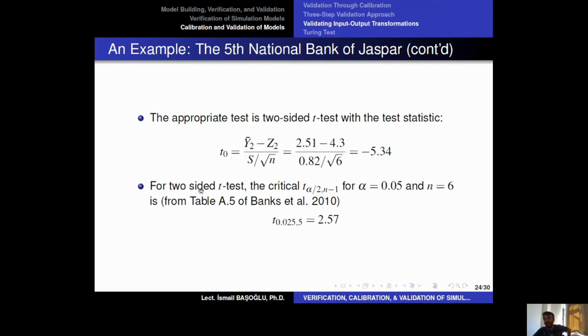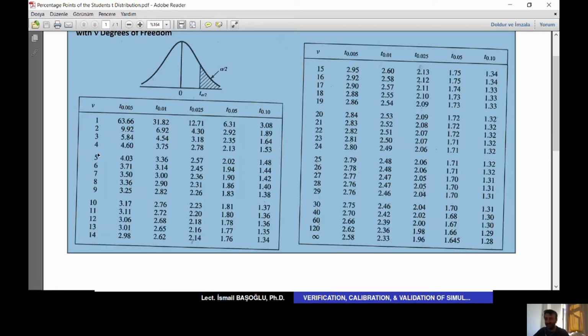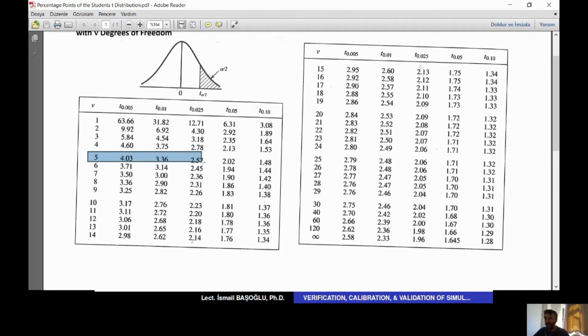Now, we need to identify the critical value for the two-sided t-test for a significance level of 0.05. Because it says two-sided, we need to take half of this 0.05, which is going to be 0.025. So my degrees of freedom is what? My degrees of freedom is 5, not 6. We have 6 replications and my degrees of freedom is 5. My critical t value for half of the significance level is going to be 2.57 here, because we are going to use 0.025.